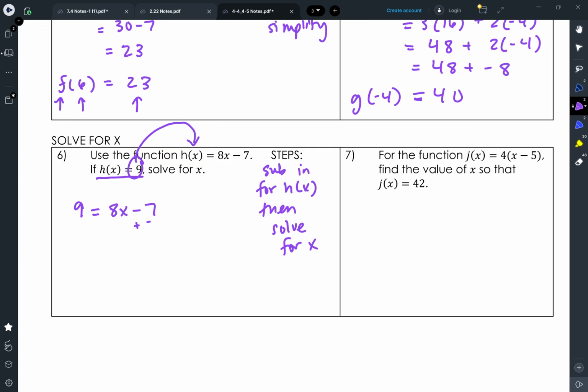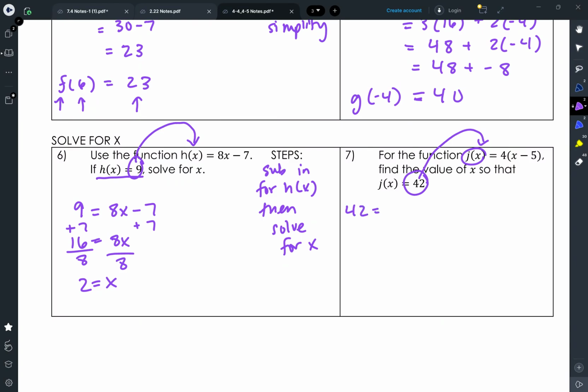So add 7 on both sides. 16 is equal to 8x. Divide both sides by 8, and 2 is equal to x. Next one, same thing. It says j of x equals 42. It doesn't say j of 42. It says j of x equals 42. So the 42 is going to go in for all of j of x, and then I'm going to find x again, solve for x.